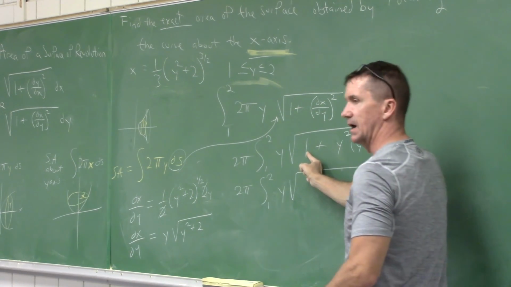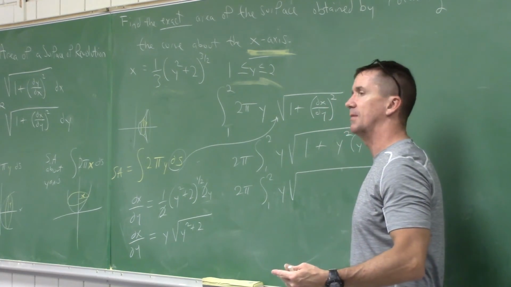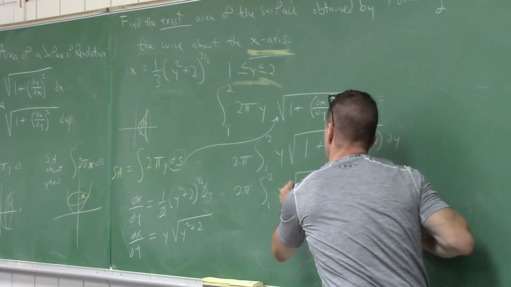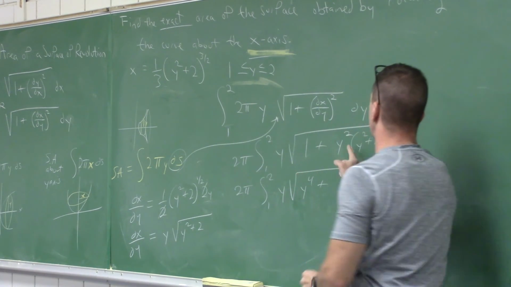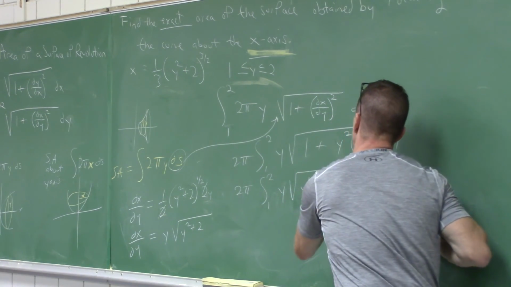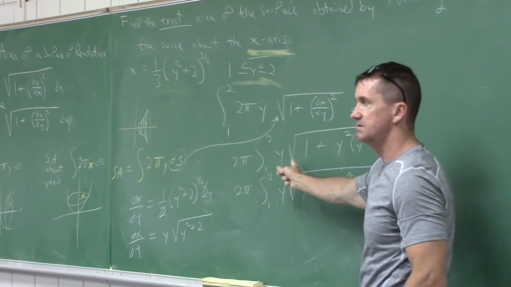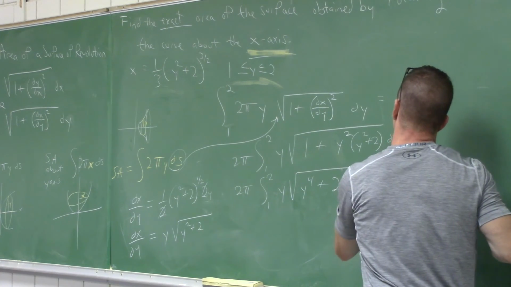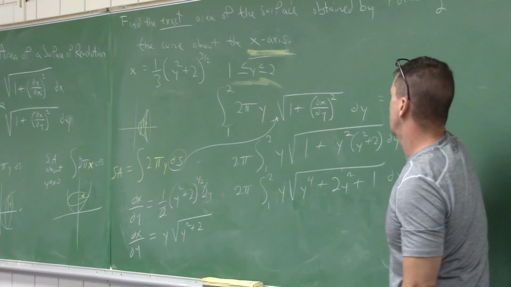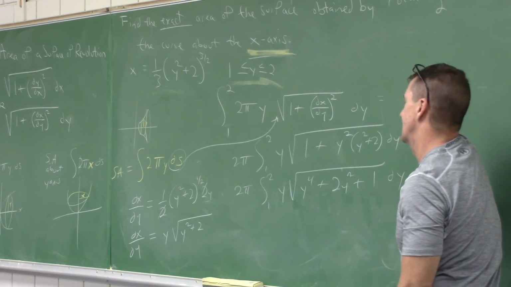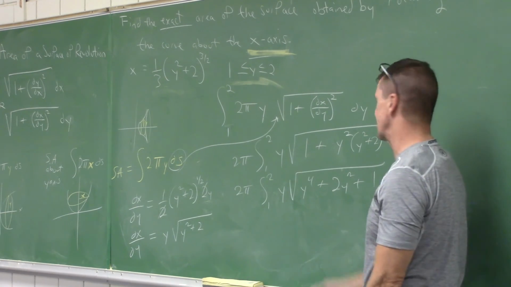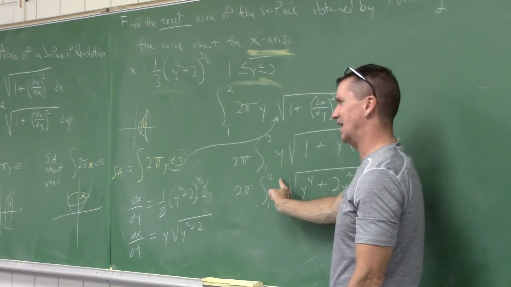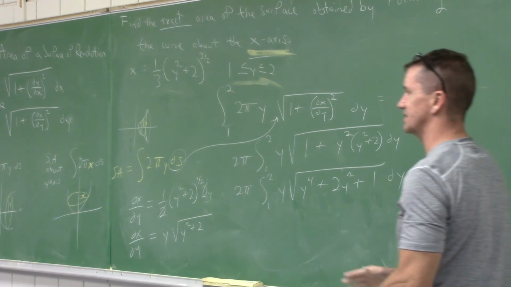And I'm going to write it in that same habit I've been taught my whole life, highest power to lowest power. So this becomes, inside the radical, y to the 4th plus 2y squared plus just a 1, dy. This isn't a u-substitution, because look at the power difference: y to the 4th versus y to the 1st. There's got to be something else here.